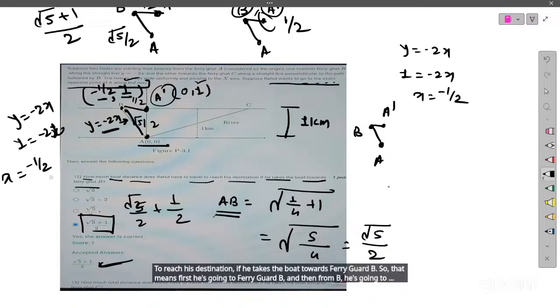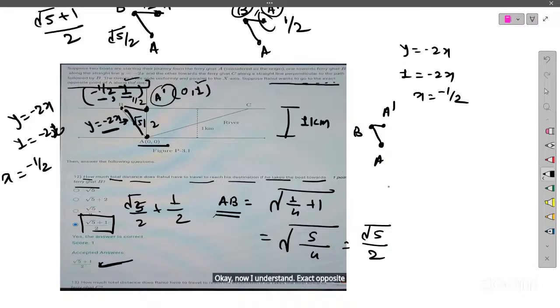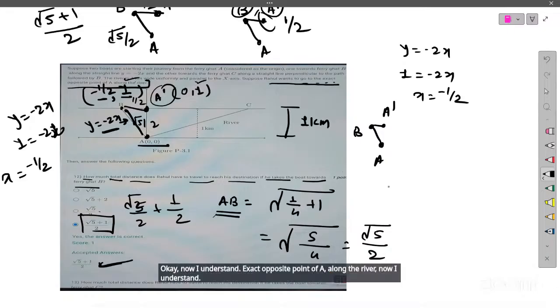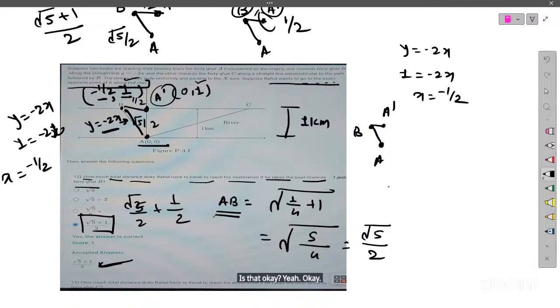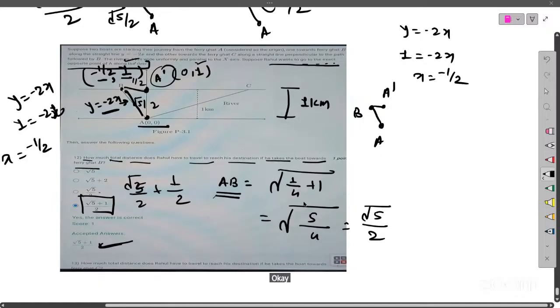Okay, am I clear now? Now I understand. Exact opposite point of A along the river. Now I understand. Ma'am, just a second, may I take the screenshot? Yeah. And download the next question. Okay. Yeah, ma'am, thank you.